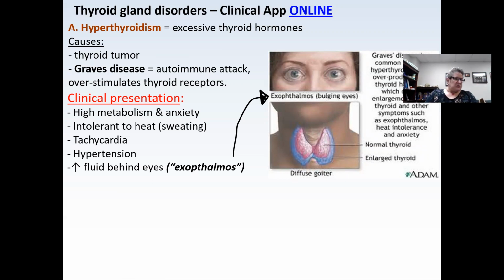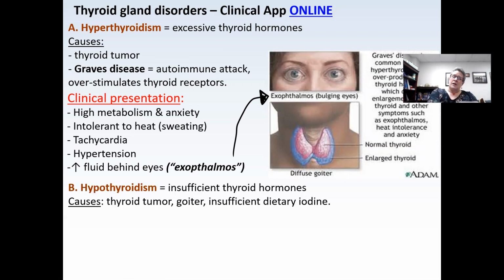And hyperthyroidism is more common among males than females. Females are more commonly diagnosed with hypothyroidism or insufficient thyroid hormones. Now, it could be caused again by a tumor, a goiter, or insufficient dietary iodine. You need iodine to make the hormones T3 and T4. Now, in the United States, we don't usually see dietary iodine deficiencies because you buy salt at the store that's iodized. Table salt is iodized salt where iodine has been added.